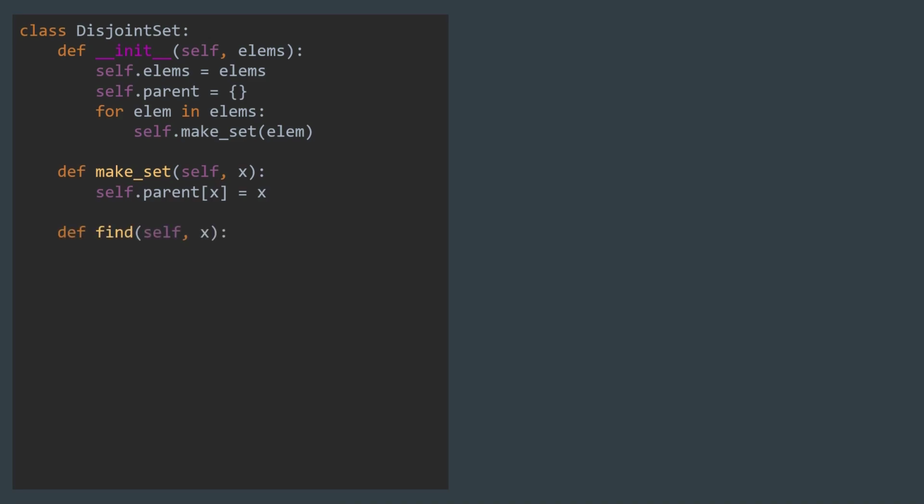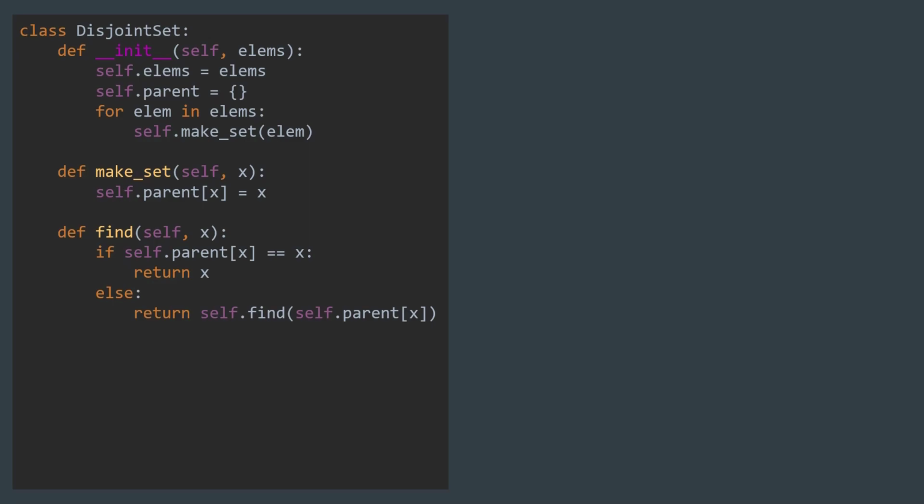For finding the root of the tree of a given element X, we recursively keep going up in the tree until we reach the root. In code, if X is the parent of itself, then we're in the base case, it's the root, we return it. Else, we recursively call the function but with its parent.